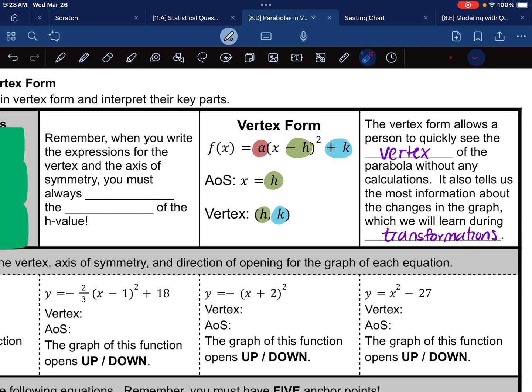Now, the vertex takes the h and the k that are here, and it puts them into an ordered pair. But the really important thing is that when you're writing the equations for the vertex or the AOS, you always need to flip the sign of the h value. The k stays the same, but the h flips. And that's because the negative that's here plays like an Uno reverse card on us.